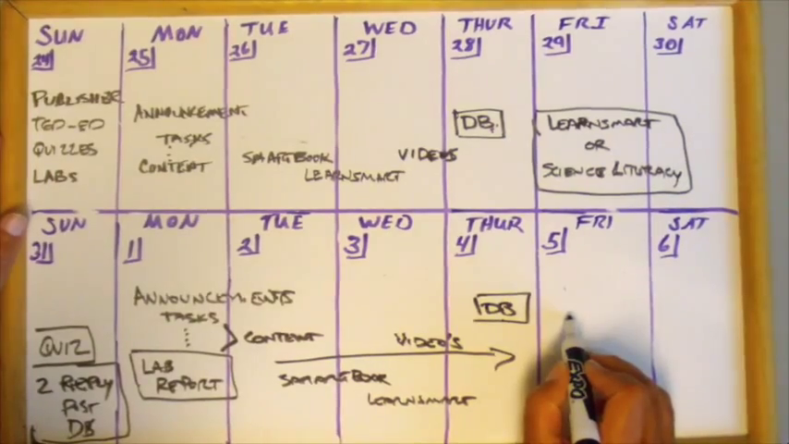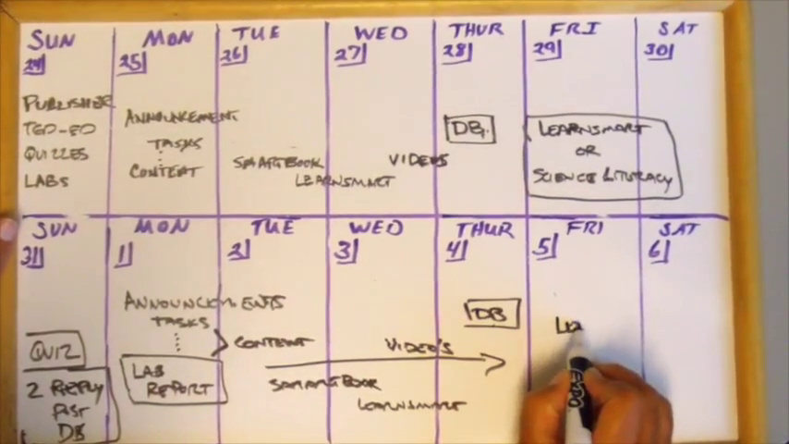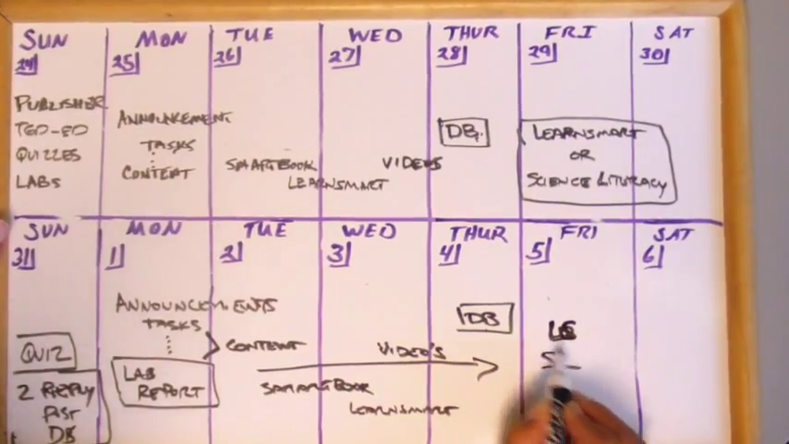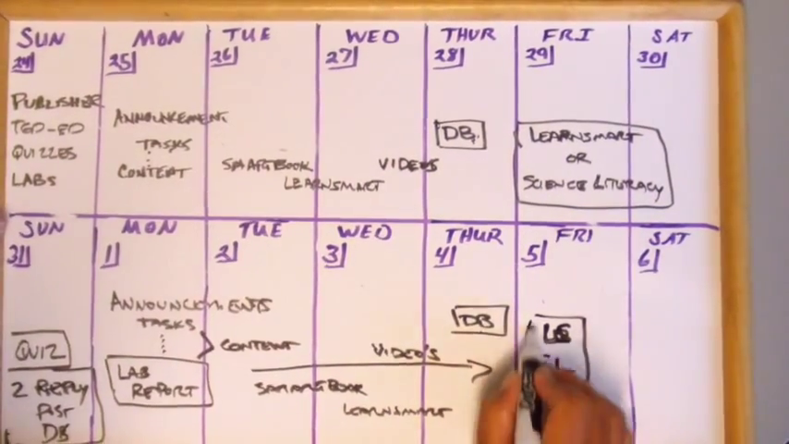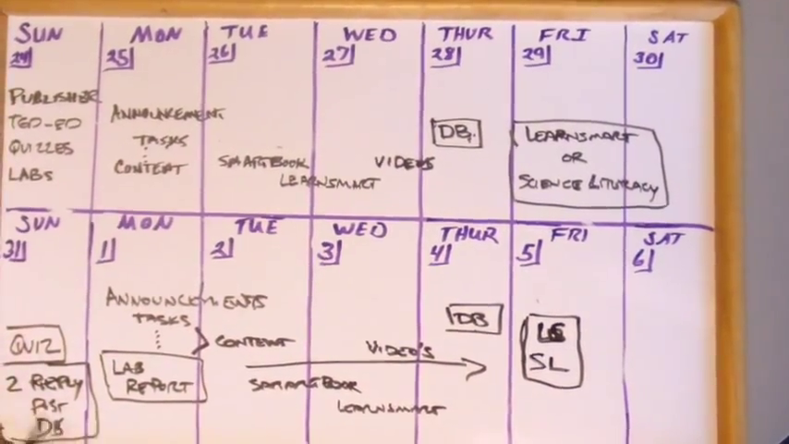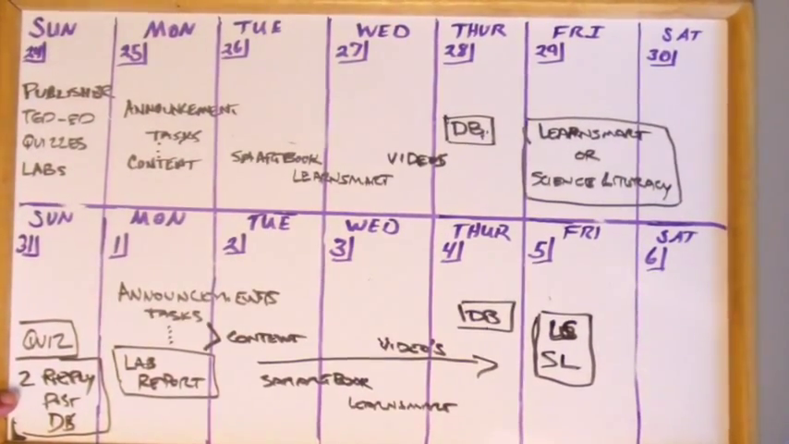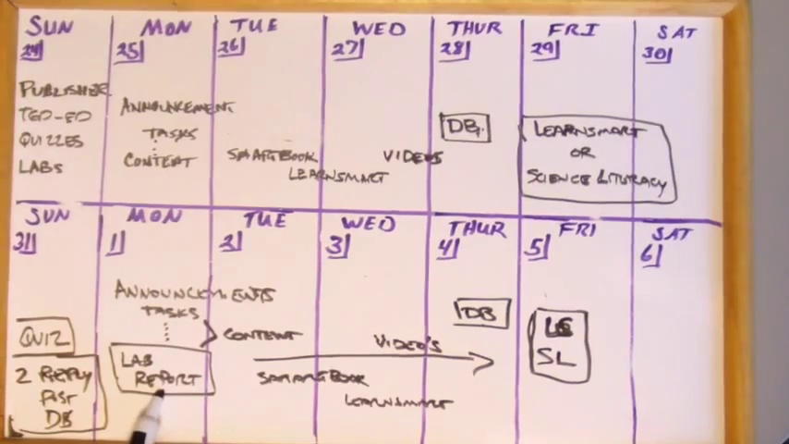The next assignment is always due on Friday. That's either LearnSmart, I'll just put LS, or Science Literacy. So your choice, one of those two. And then Sunday, we'll always have a quiz, and two reply posts to the discussion board. Monday, always a lab report.